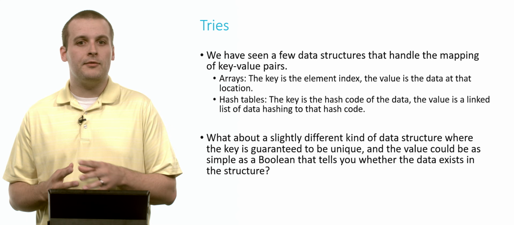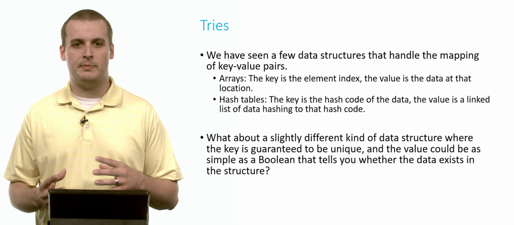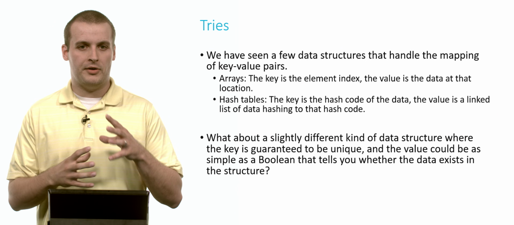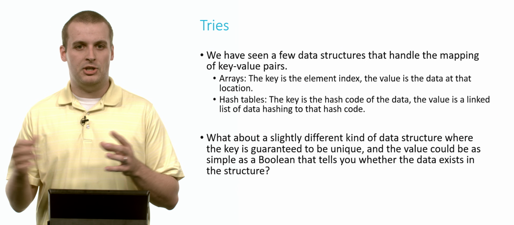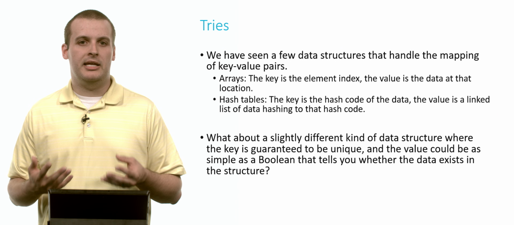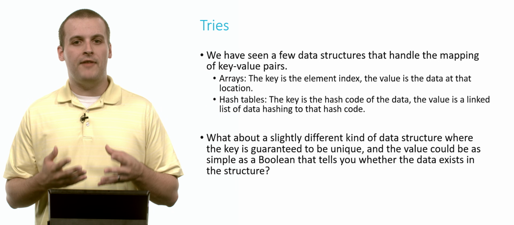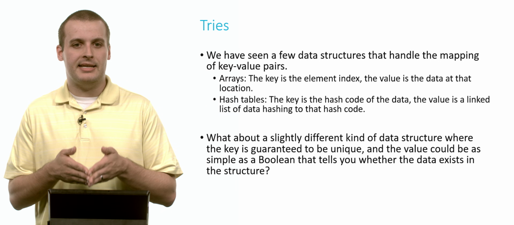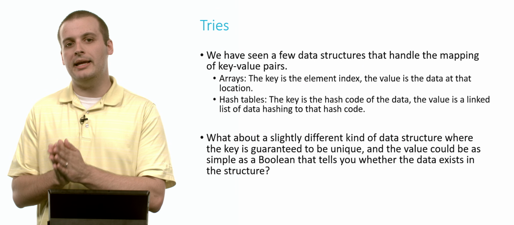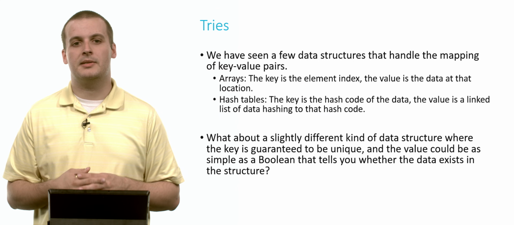So we've seen several different data structures that handle the mapping of so-called key-value pairs, mapping some piece of data to some other piece of data so we know where to find information in a structure. So for an array, for example, the key is the element index, array location 0, array location 1, and so on. And the value is the data that exists at that location. So what is stored in array 0? What is stored in array 1 versus just 0 and 1, which would be the keys.